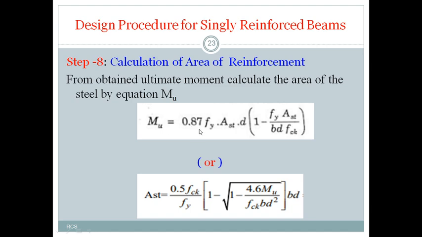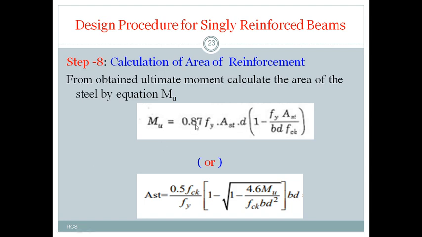So if you substitute all those values, the Mu value we have already calculated, phi, d and b values, and the fck value, from this you can calculate the Ast. Here, if you use this formula and calculate Ast, you will get a quadratic equation. We have to solve that quadratic equation. For the quadratic equation we get two roots, but you have to calculate with respect to the positive root, to get the area of steel.